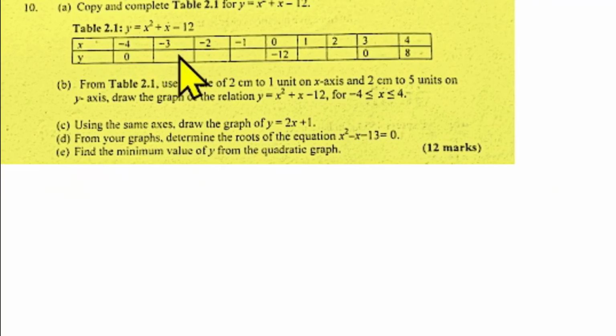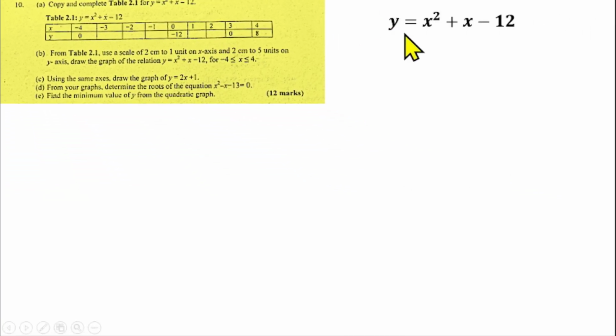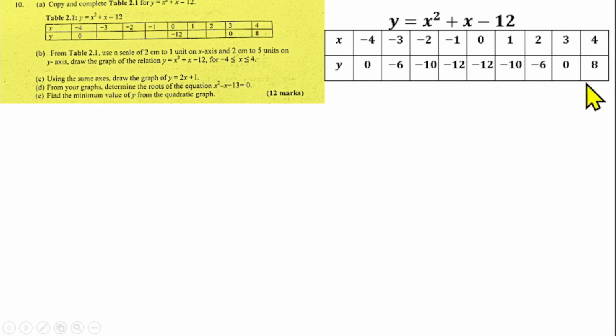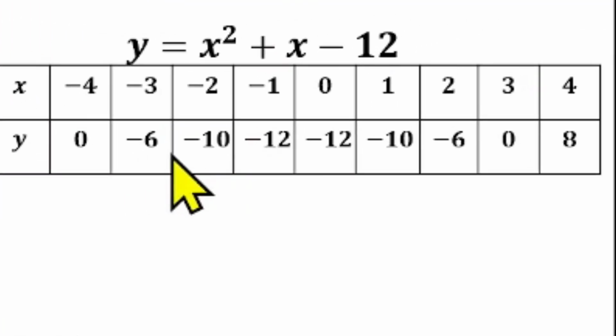Now the first thing to do is to complete this table using this equation given, y equals x squared plus x minus 12. And if you complete the table, we have the table to be this. So it's very simple. I believe you know how to complete the table. These are the values of your x from minus 4 to plus 4. For the first one, your x is minus 4. If you put that here, minus 4 squared is 16. Then 16 minus 4 will give us 12. Then 12 minus 12 will give us 0.